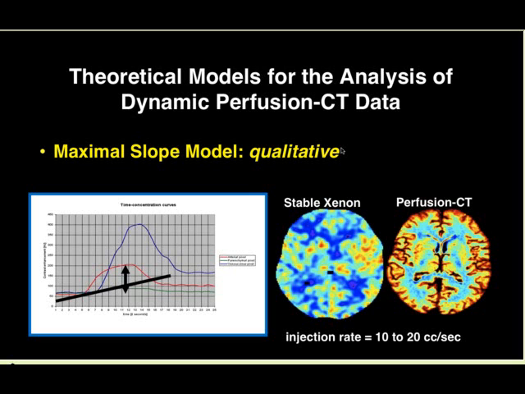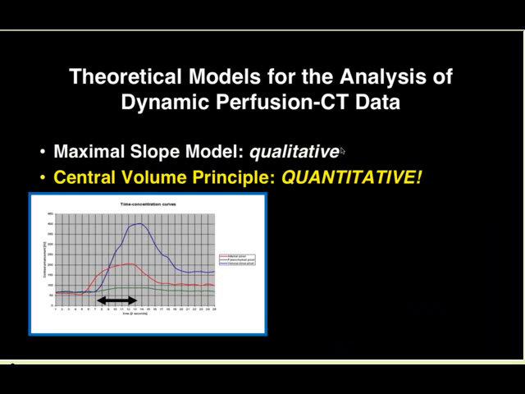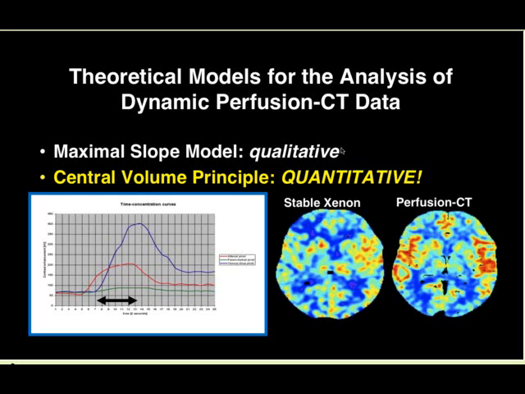The second big group of analysis that you can perform is called the central volume principle. This type of approach is considered to be much more quantitative in terms of the values that you observe. Typically, it's a more complex calculation. It involves a complex mathematical operation called deconvolution. I'm not going to go into the detail of deconvolution, but the only thing to remember is that you get values that are more quantitatively accurate.